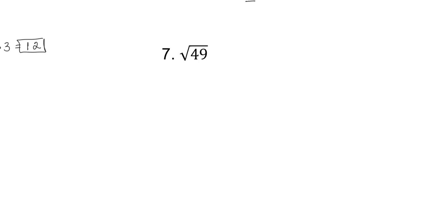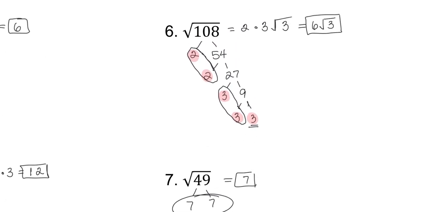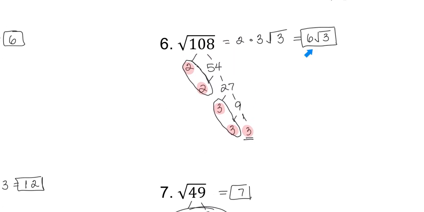If we look at 7, we have 49. 49 is not divisible by 2 or 3 or 5, but it is divisible by 7. And that just gives me 7 and 7. There's my pair. So the square root of 49 is 7. Again, you can check that on your calculator. Your calculator will not give you the simplified version, but I will show you what you can do to make sure that you have simplified them correctly.